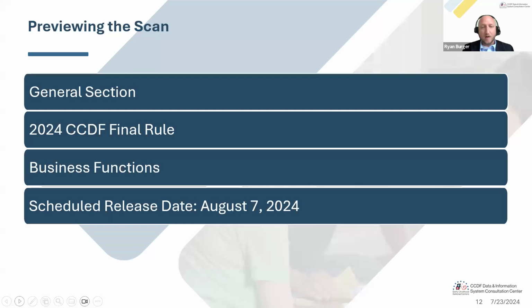The questions in the scan are somewhat different between the general section, the CCDF final rule section, and the business function sections. How these systems are developed and deployed will certainly look different across lead agencies and may even look different within the agency, depending on your organizational structure or the number of data and IT systems that are used and the types of internal and external software development and support that is provided. So whether a system is specific to CCDF or supports multiple programs in an enterprise fashion may also determine how you think about and respond to each question across business functions.